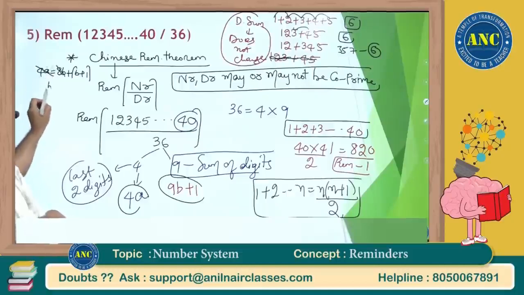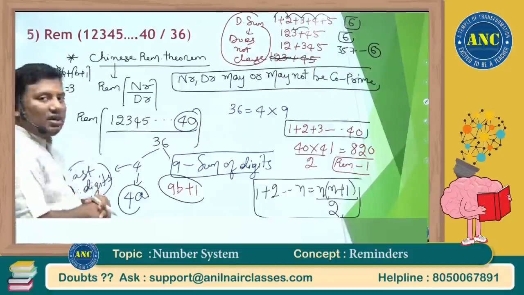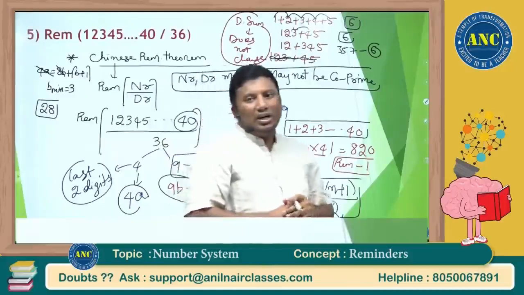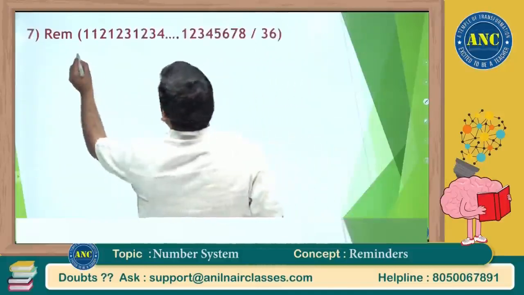Divisible by 4. The minimum value of b is 3. 9 threes are 27 plus 1. The answer for this question is 28. Now the sixth question.